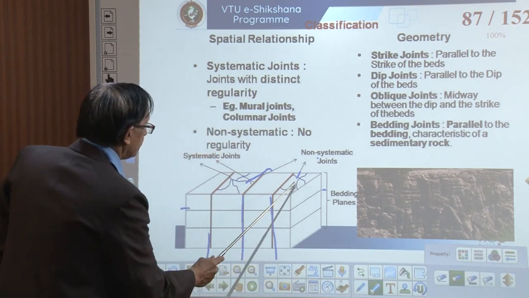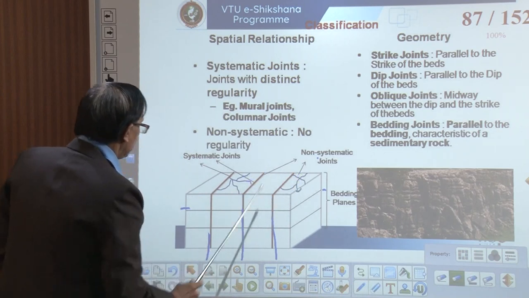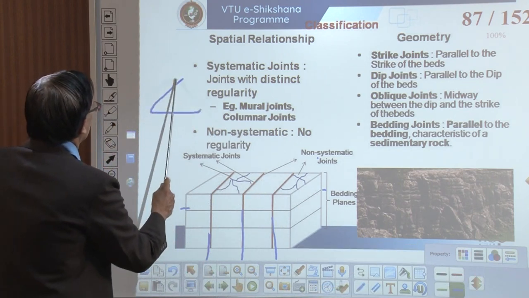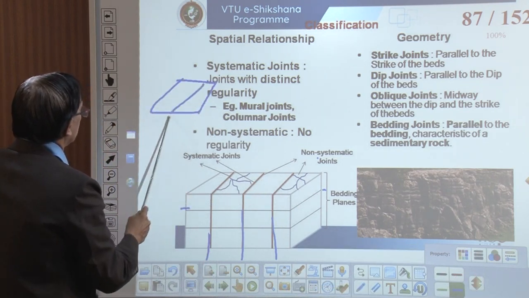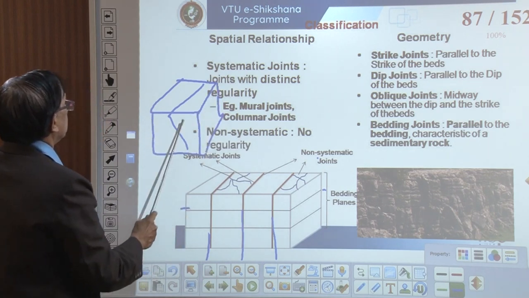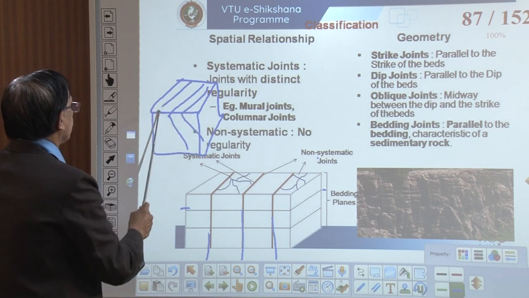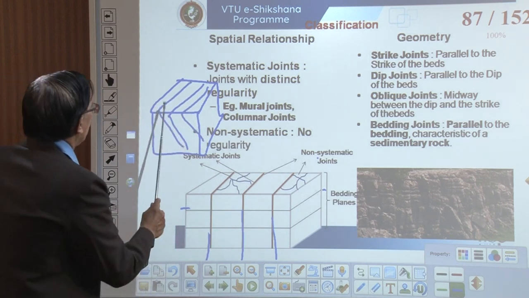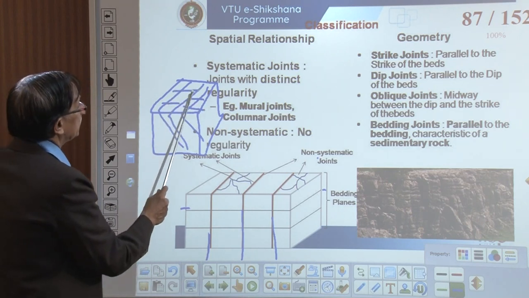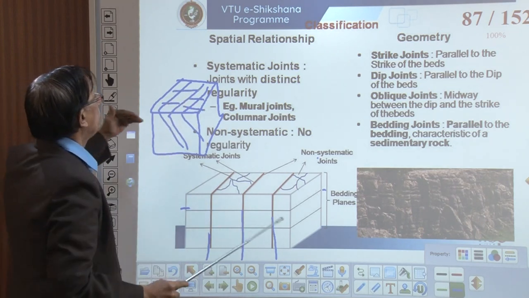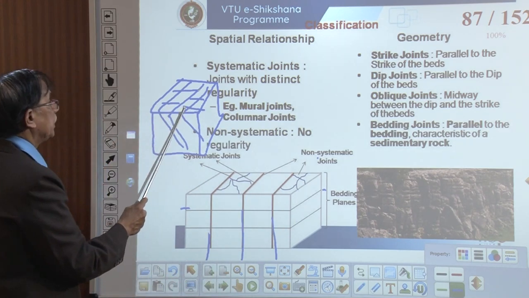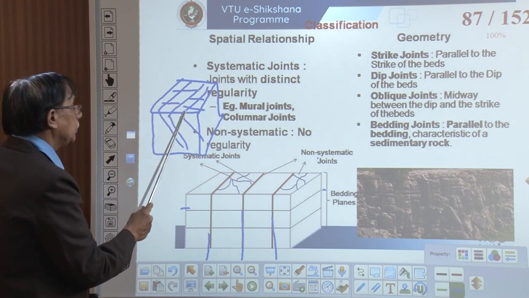Example, if I have a rock like this, in three dimension, I am drawing these different layers of rocks, then joints may be like this. They are cutting the strike direction, perpendicular or oblique, and such kind of joints are not parallel to strike.